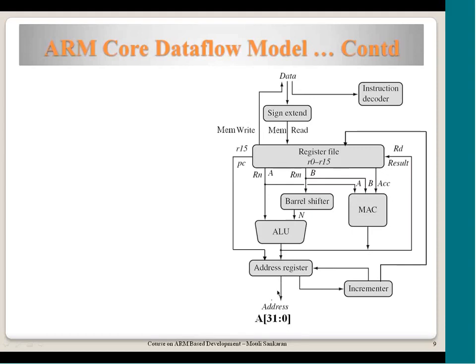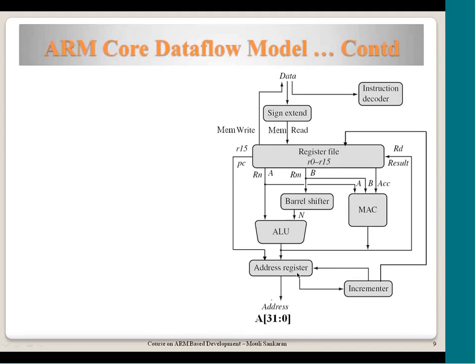So the address which is going out could be an address of an instruction, or it could be an address of data. So if there is a memory read, the address goes out here and the data comes in through this. If it is an instruction, the address goes out from here and the instruction comes into this data bus, and goes into the decoder. So this is the flow of address and the data.